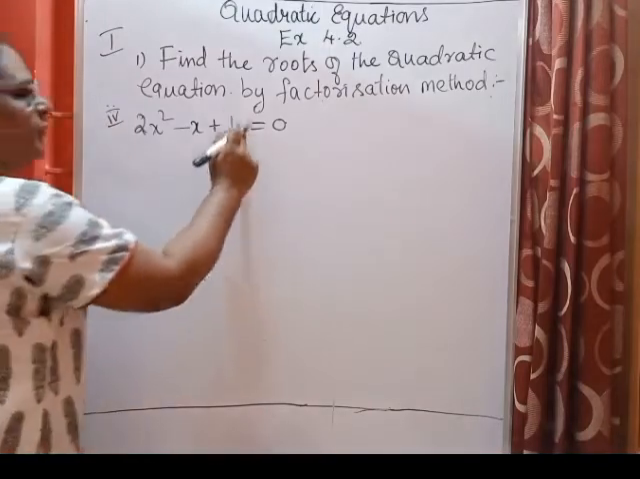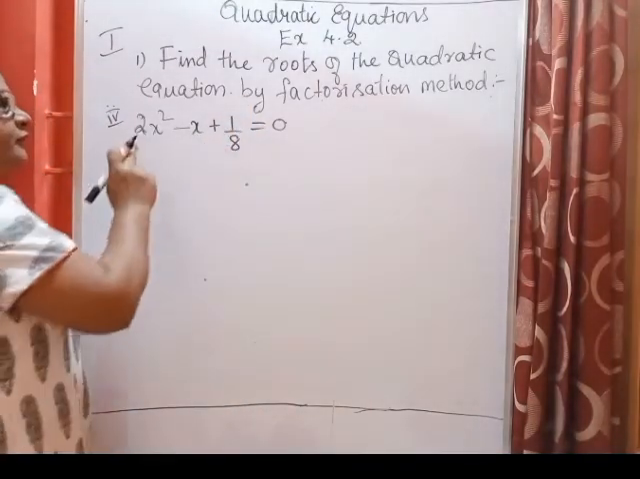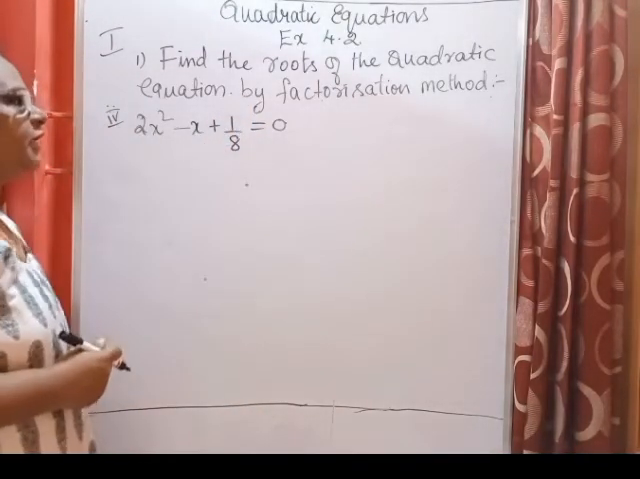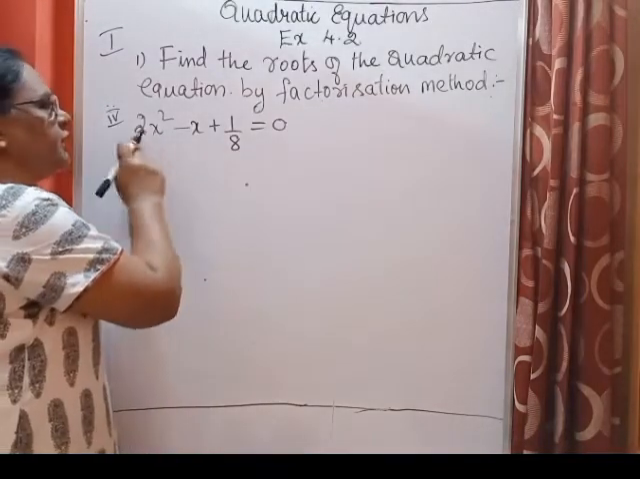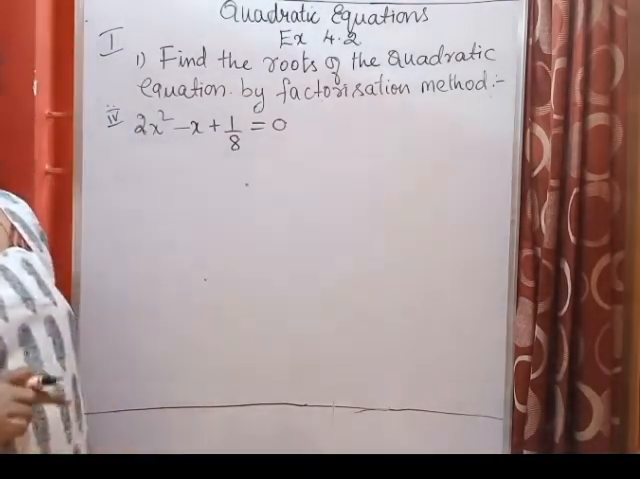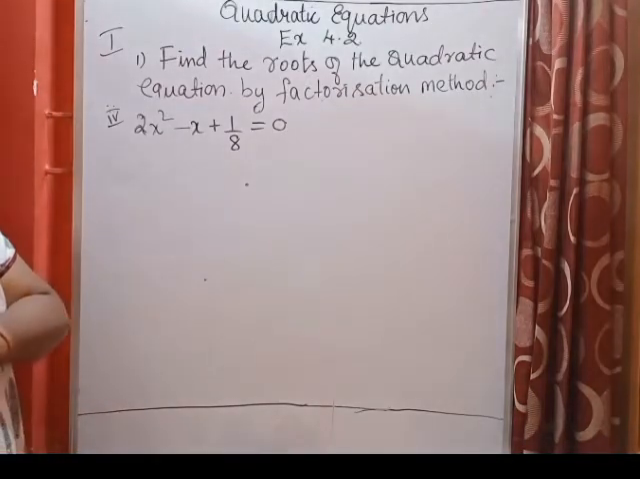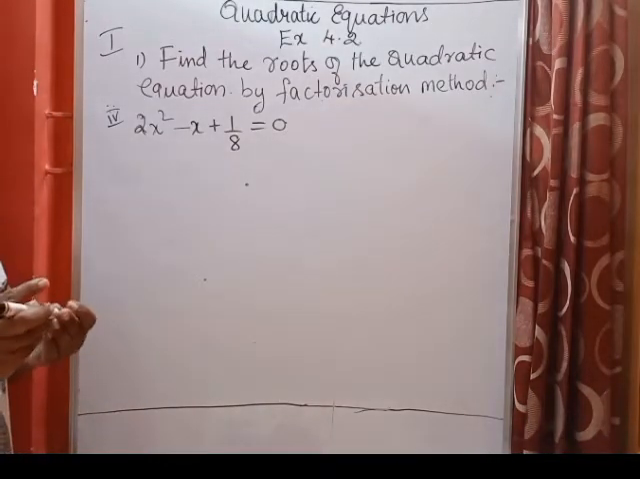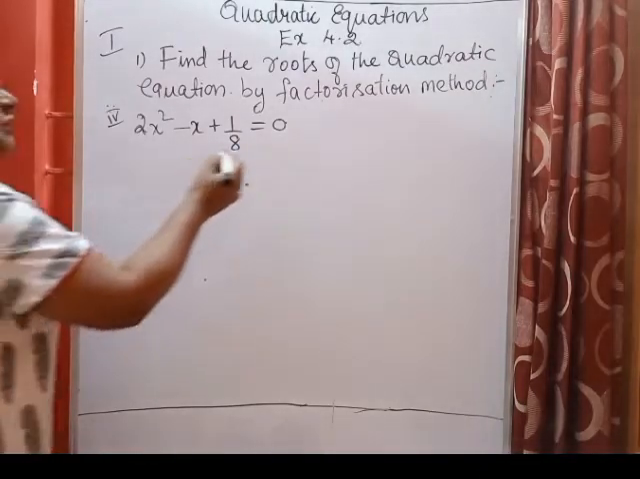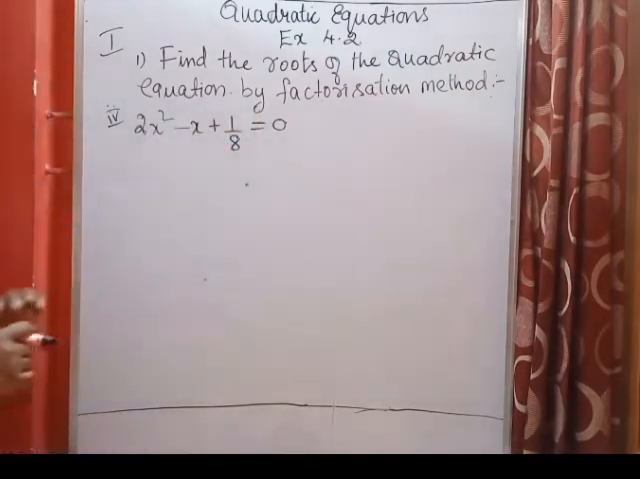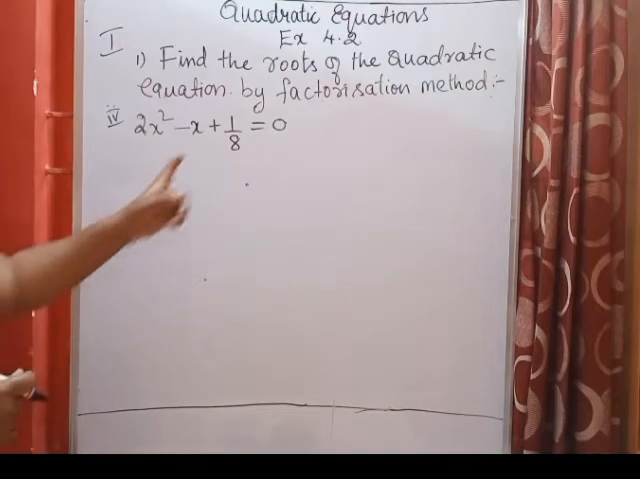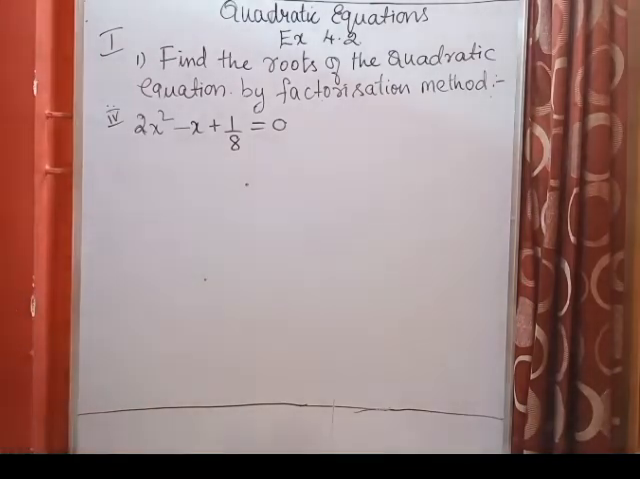So here one number is a fraction, C is a fraction here, A is having 2. What I told you, you have to multiply these two first. Before multiplying, what I am going to do is make this a whole number, so that it will be easy for me to take the factors here.